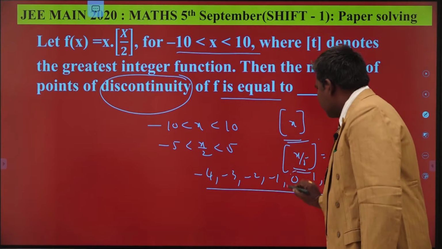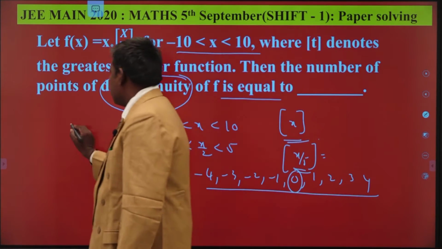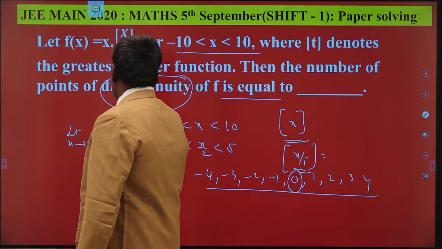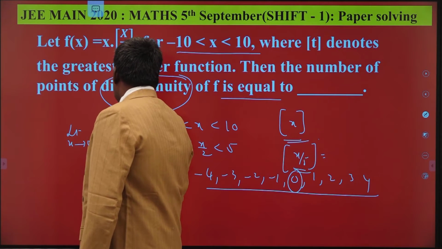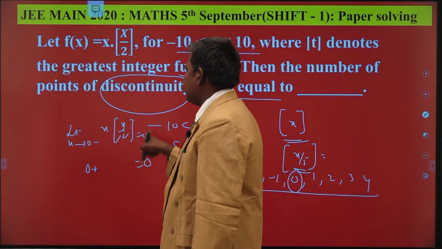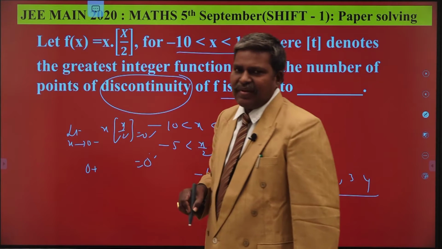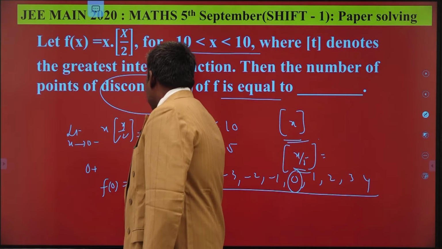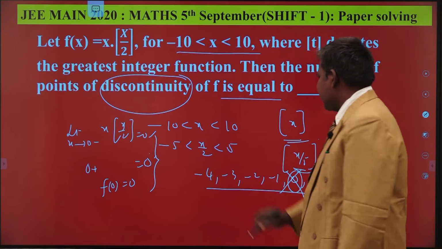But when you are taking 0 here, the left limit and right limit are equal, because the limit as x tends to 0 minus of x into box x by 2 is also 0, and 0 plus is also 0. 0 into something is 0. Box x by 2 at 0 minus is minus 1, minus 1 into 0 is 0. At 0 plus, 0 into 0 is 0. So the left and right limits at this value are also the same. f of 0 is also 0. Therefore the function is continuous at 0.